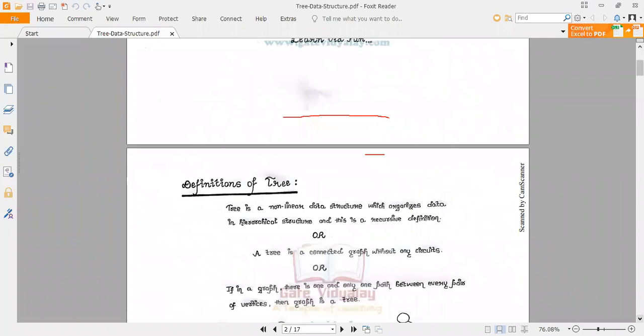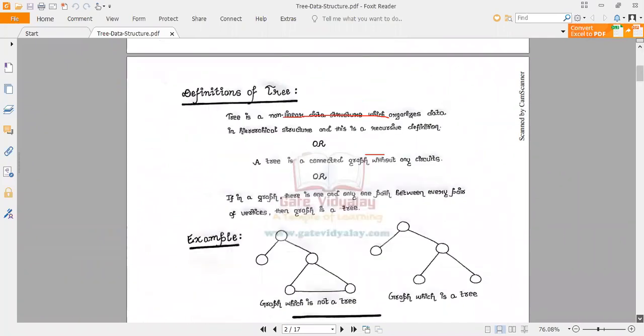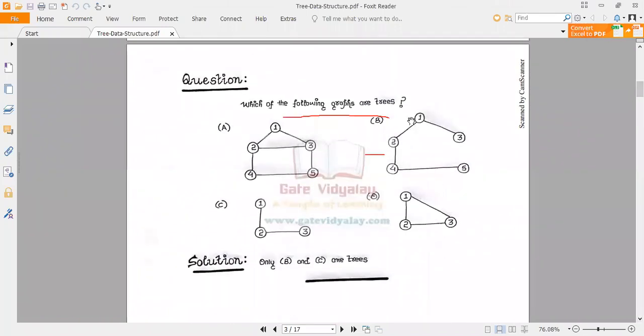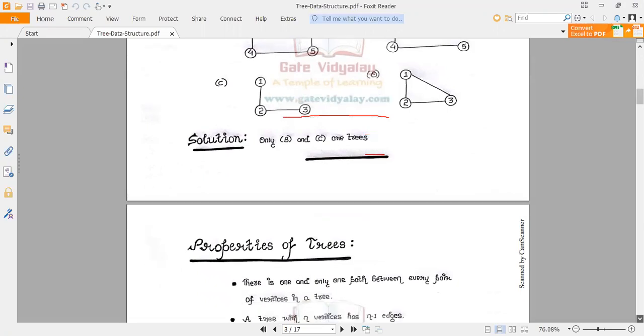Here in this example, you can check very clearly, if we are saying that B is a tree, there are 5 nodes and we have 4 edges. That means edges has to be n minus 1, where n is the number of nodes we are having. So this is again a property of a tree.